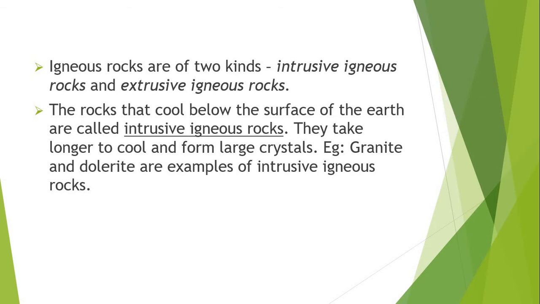Igneous rocks are of two kinds: intrusive rocks and extrusive rocks, or we can also say intrusive igneous rocks and extrusive igneous rocks. The rocks that cool below the surface of the earth are called intrusive igneous rocks. They take longer to cool and form large crystals. One best example of it is granite.